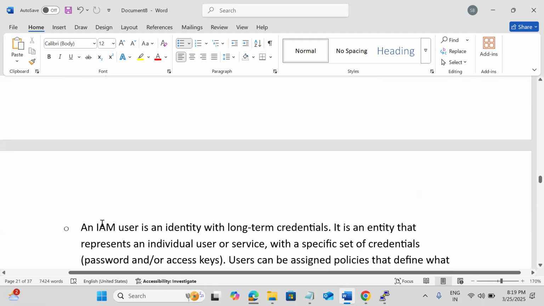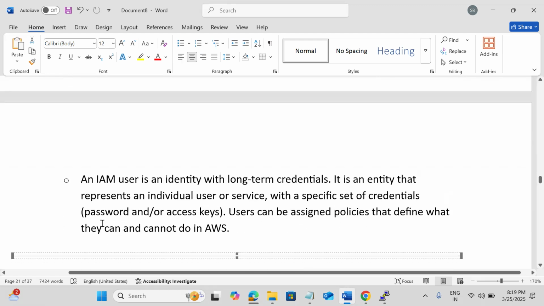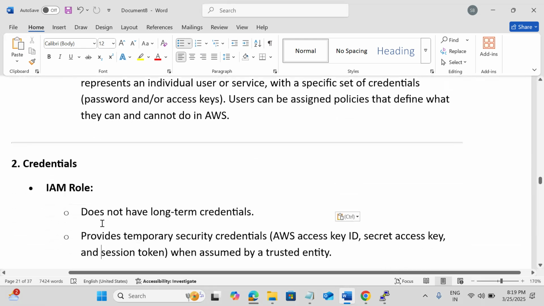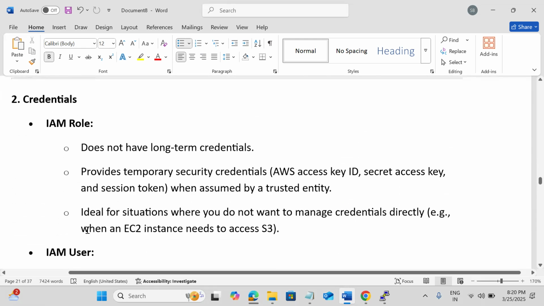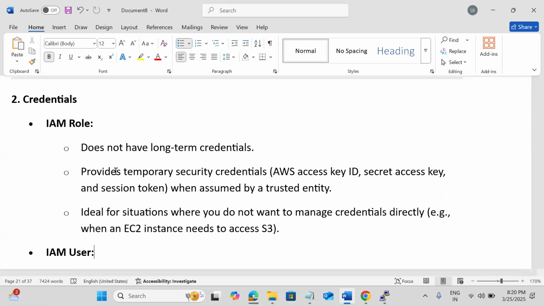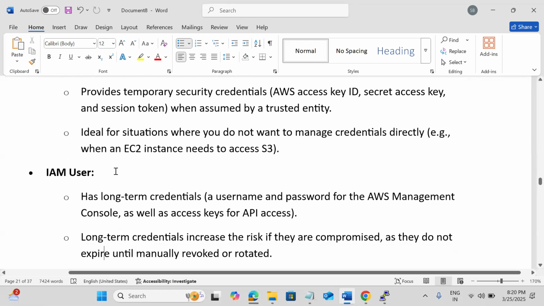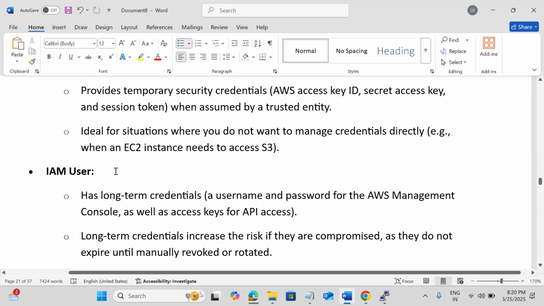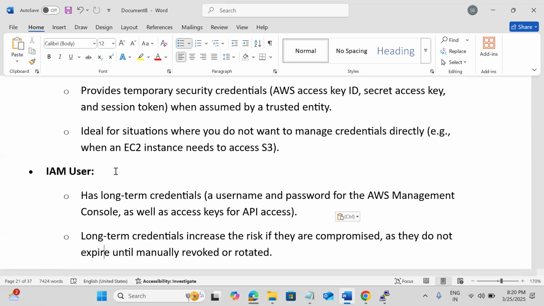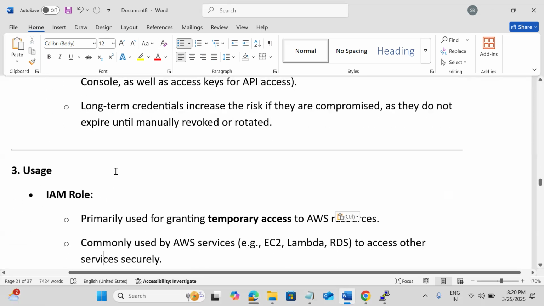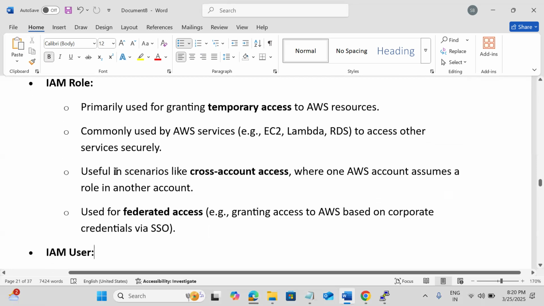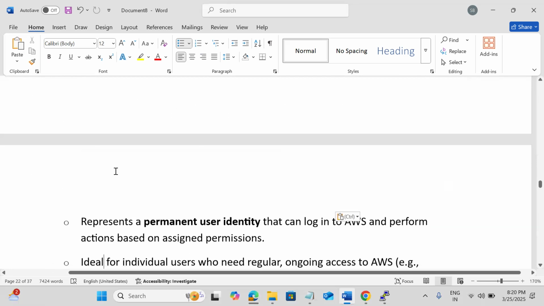Then we have the IAM user. In an IAM user, we store permanent credentials. With a role, we don't have long-term credentials; it provides temporary security credentials, maybe one-time access, or maybe I want to give access for 60 minutes. With an IAM user, until the credentials are rotated, the user can keep using them. IAM roles are for temporary access, cross-account access, and federation access.